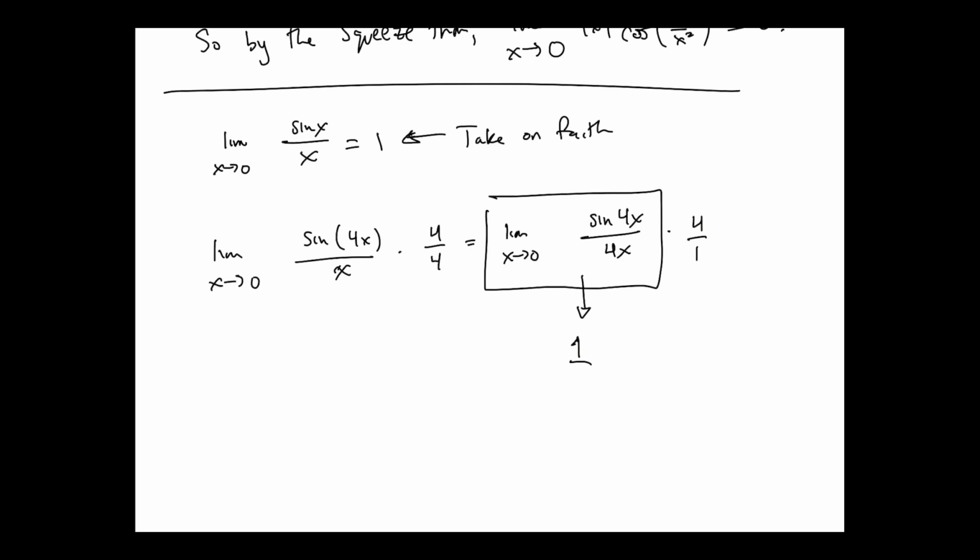Because if 4x is going to 0 and x is going to 0, then I might as well have sine of smiley face over smiley face, right? They're the same, they're going the same place, okay? So that part goes to 1, and then what do I have hanging on over there? I'd have a 4, okay? Right. So the whole thing would be 4, right?